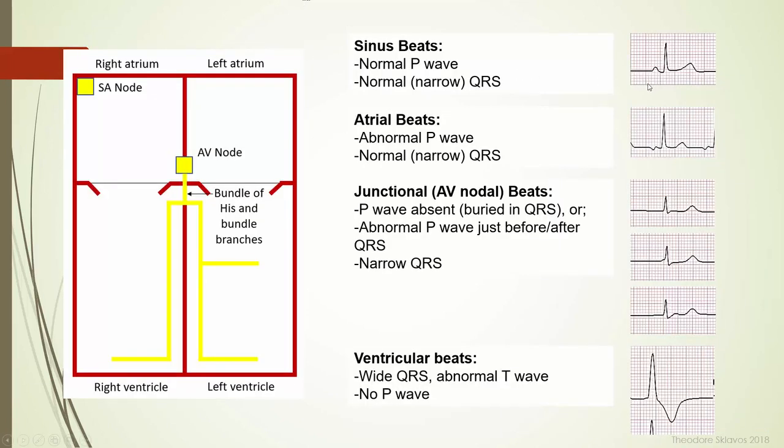Sinus beats, as you know, have a normal P wave, upright in lead 2 and inverted in AVR, and then it conducts through the bundle of His into the ventricles, and you get a normal, narrow QRS complex.